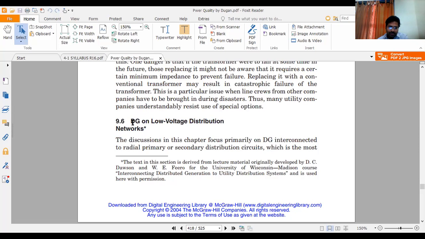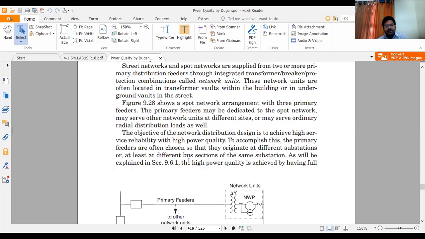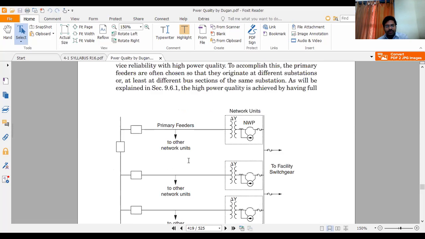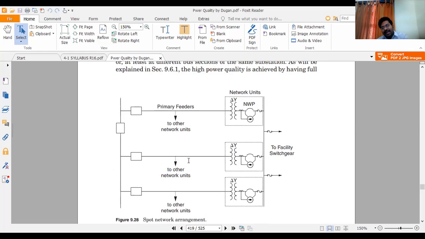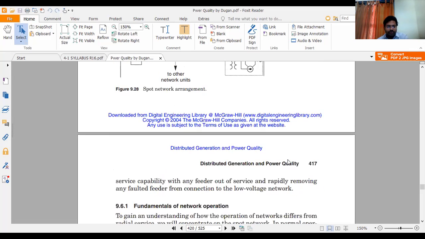Suppose you are adding a DC to the low voltage distribution networks, what will happen? What are some advantages and some disadvantages? Then how will this DC act? It will act because of low voltage propagation and other things. We are going to discuss this in the next chapter.